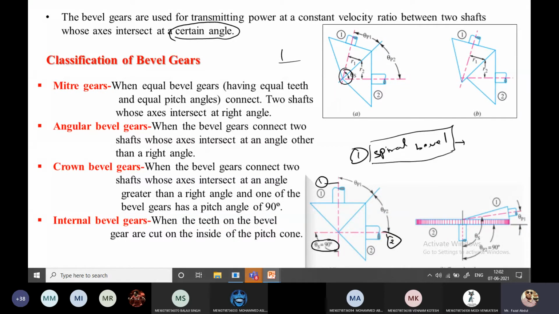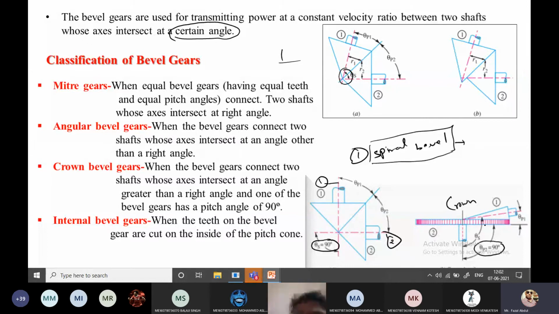Crown bevel gear is nothing but the pitch cone of the one gear. So here how many gears here? See, you can find the example, you can find the figure for the crown bevel gear. This is the one crown bevel gear. So here every gear is having the pitch cone. So one of the gear is having the pitch cone itself 90 degrees. Such kind of gear is referred as a crown bevel gear.